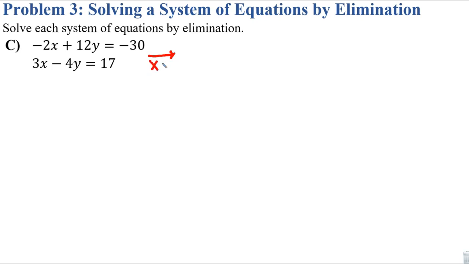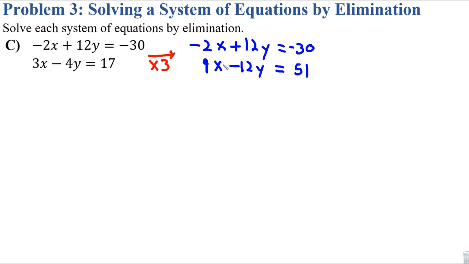So we'll multiply the bottom equation by 3 for everything. The top equation will stay the same: negative 2x plus 12y is equal to negative 30. The bottom equation then is going to be 9x minus 12y is equal to 51 once again.